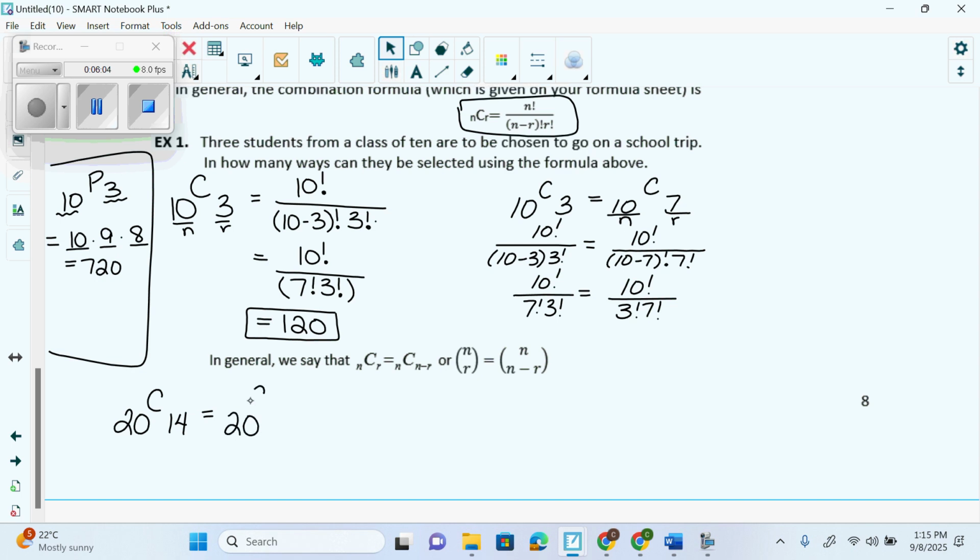20C what? 6. 20 minus 14, the difference of the two. Yeah? C is also weird.